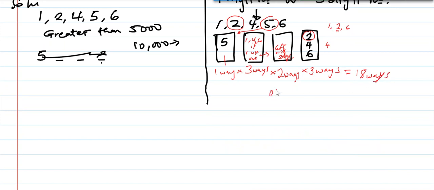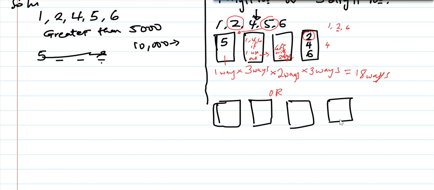Or if the number is starting with 6, we want to create a number greater than 5,000 using these digits 1, 2, 3, 4, 5, like 5 digits, using these 5 digits. So there could be a possibility that I get a 4-digit number, right? 1, 2, 3, 4.